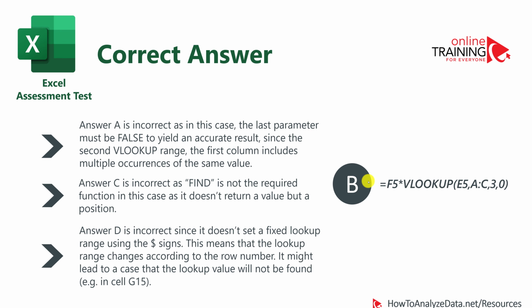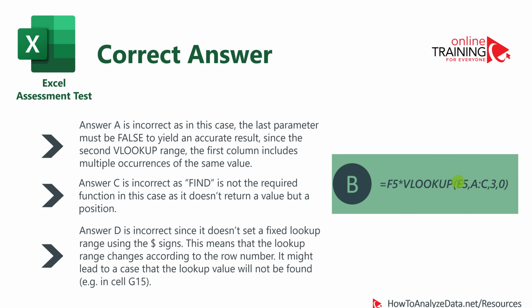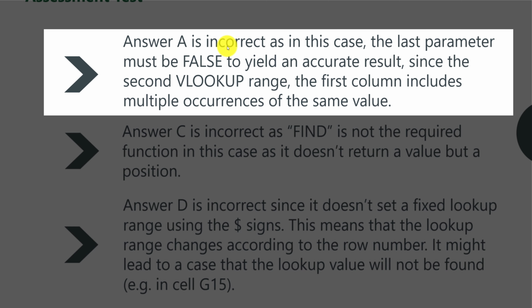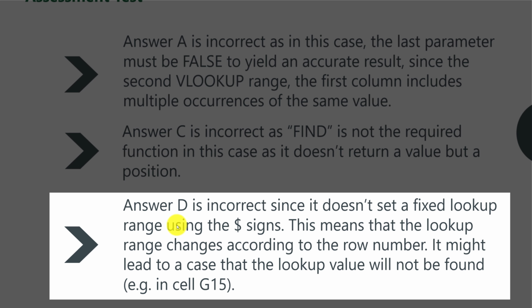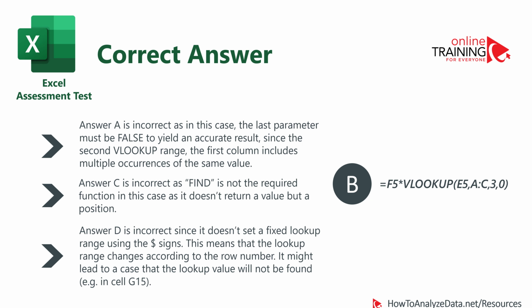Now let's recap. The correct answer here is B, which is F5 multiplied by VLOOKUP of E5 and then the range, and then you're looking up the ID of the item, the index of the item is 3. Answer A is incorrect in this case because the last parameter must be false to yield an accurate result. Answer C is incorrect because FIND is not the right function to use here. And answer D is incorrect since it doesn't set the fixed lookup range using the dollar signs. So hopefully you've got this one right.